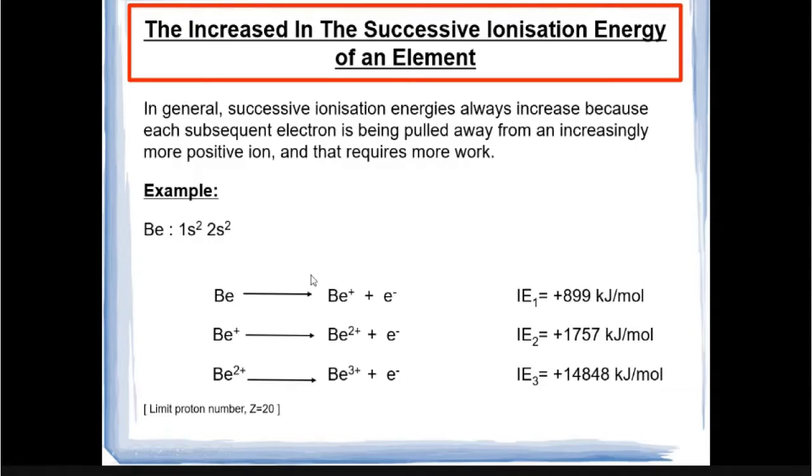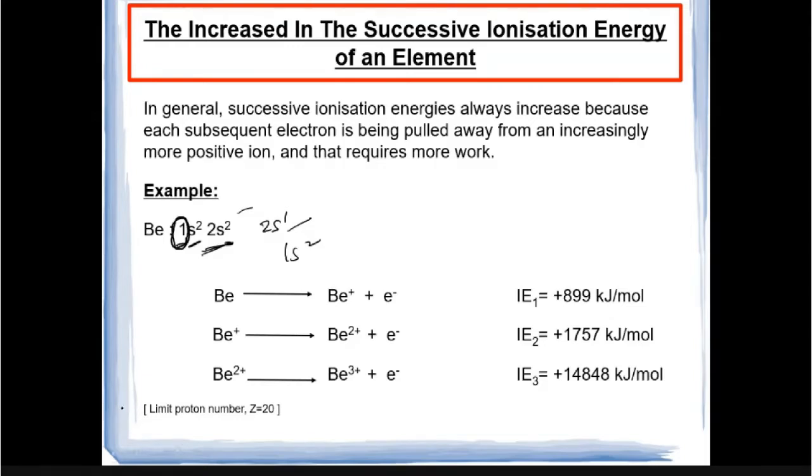Because why? If you check from the electronic configuration, you should know. This is 2s2. After you remove one electron, you remain with 2s1. Then you remove the second electron, and you remain with 1s2. The 1s2 is from the inner shell, with a completely fulfilled orbital. That's why you need more energy to remove the third electron.